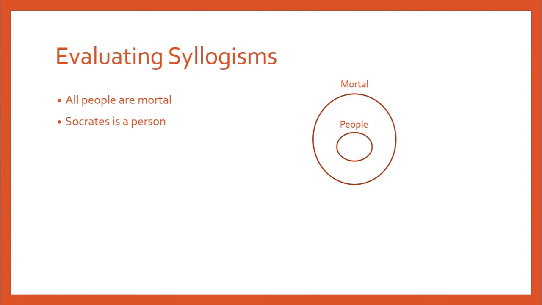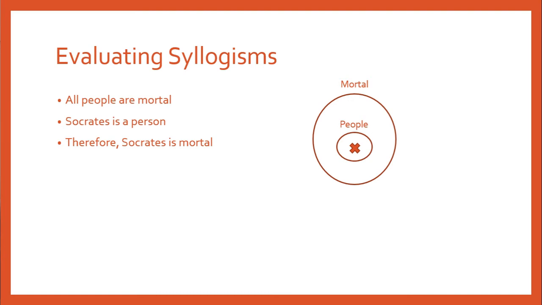So now the second part is Socrates is a person. The way to indicate that we're referring to a specific person is to just put an X. So now we have an X representing Socrates inside the people circle. So this means that Socrates is a person. Therefore, Socrates is mortal.